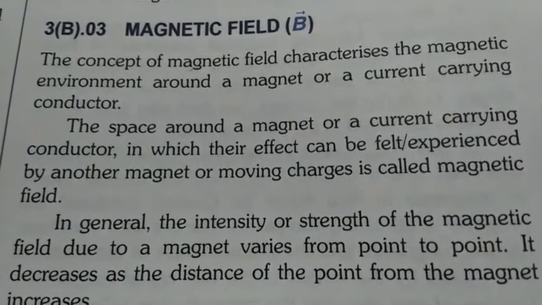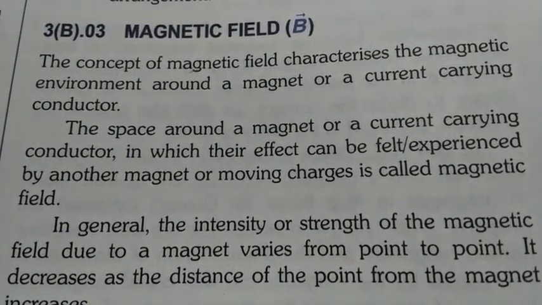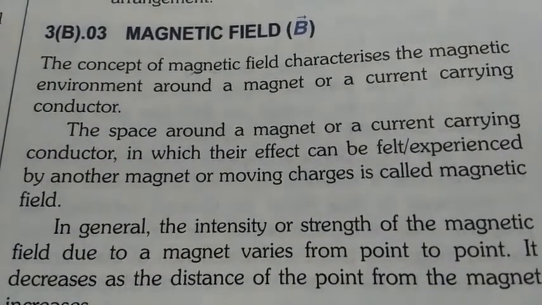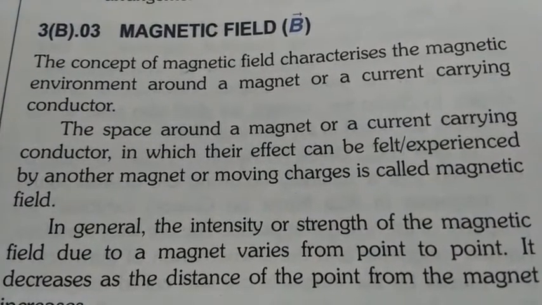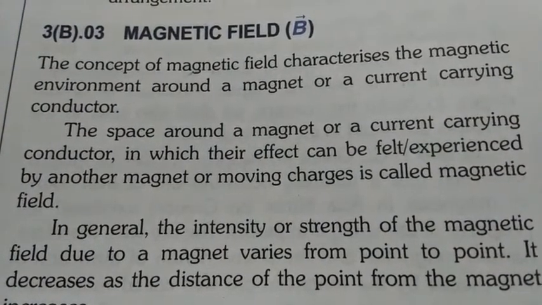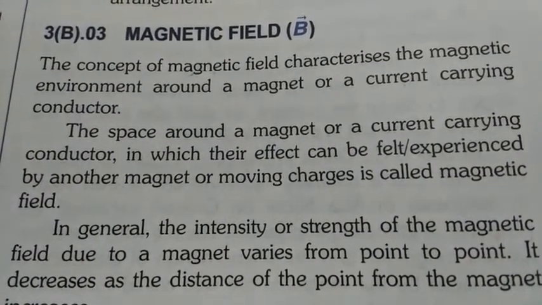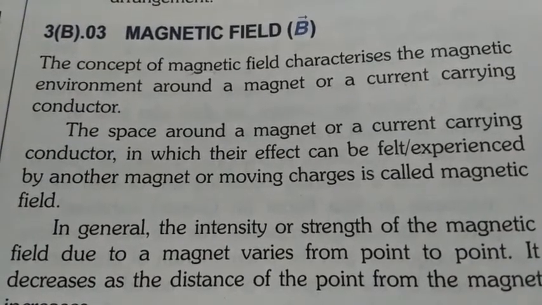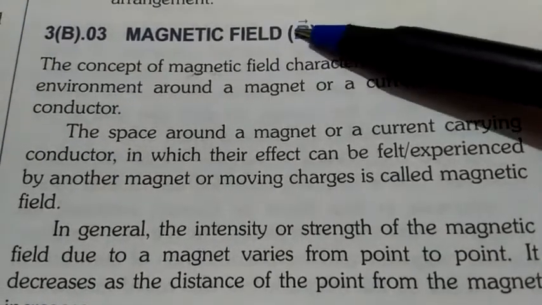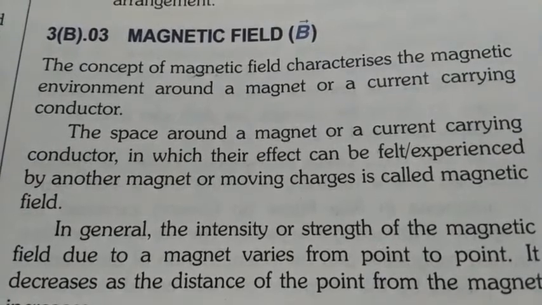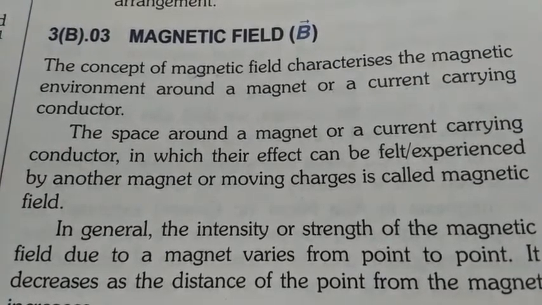Then the magnetic field: the area surrounded by a magnet within which its magnetic force can be experienced by magnetic materials or magnets is called the magnetic field. It is denoted by capital B with a vector sign, because the magnetic field also has a direction, so it is a vector quantity.